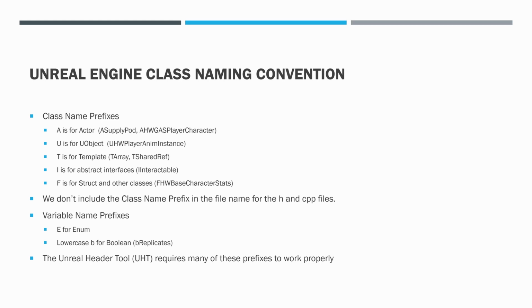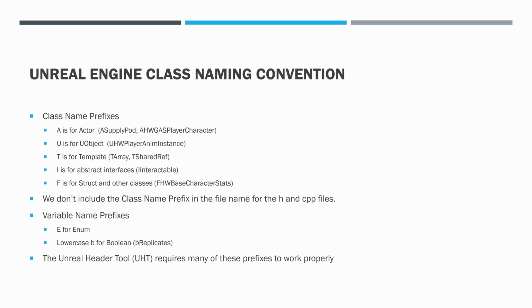I is for abstract interface. We have an example in the Hub World MMO project called IInteractable. It's an interface. And then F is for structs or other classes that don't fall into the above. An example is FHWBaseCharacterStats, which is a structure for holding our base character stats.